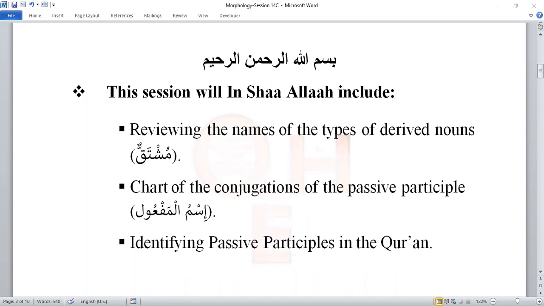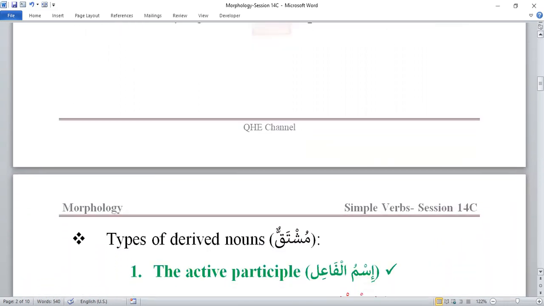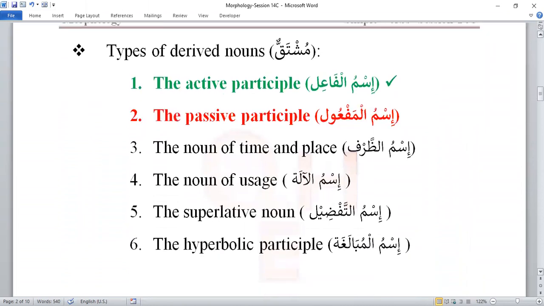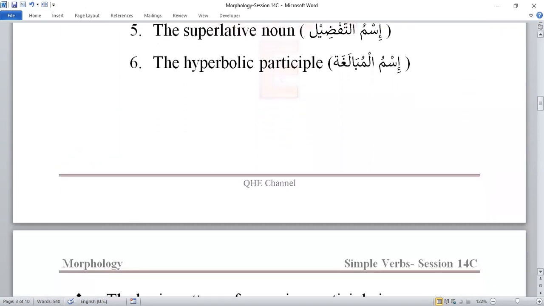Now let's look into the names of the derived nouns. So here is the list. These are all action-related nouns that are derived from masdar. So in the last session, we covered the active participle, ismul fa'il, the doer. Today, inshallah, we are going to learn about passive participle, ismul maf'ul. Let's go over the basic conjugation of ismul maf'ul.